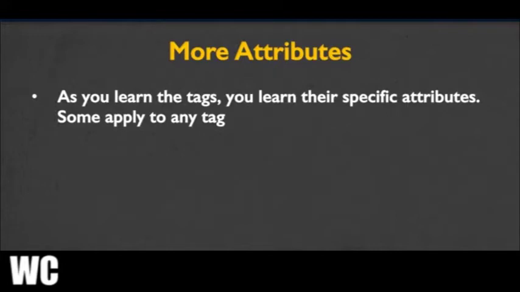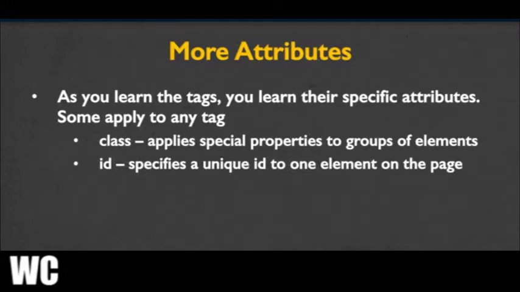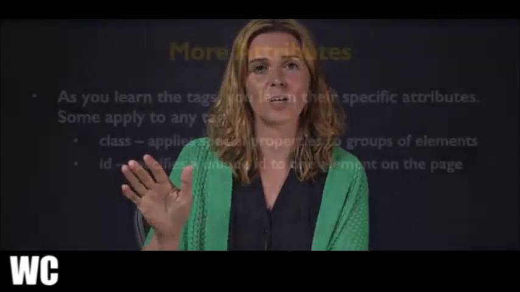So I just wanted to mention them to you quickly, and we'll come back to them later in the class. All right? The first is the class attribute. What it does is it applies special properties to groups of elements. We'll use that later when we want to say, hey, we want to style all these pictures perhaps as thumbnails. IDs specify a very unique ID to just a single element on the page. And you're going to want to do this if you want to link back to it, or if later you want to apply JavaScript to it. But ID says, hey, this is a special part of the page. You're not going to find anything else like it.